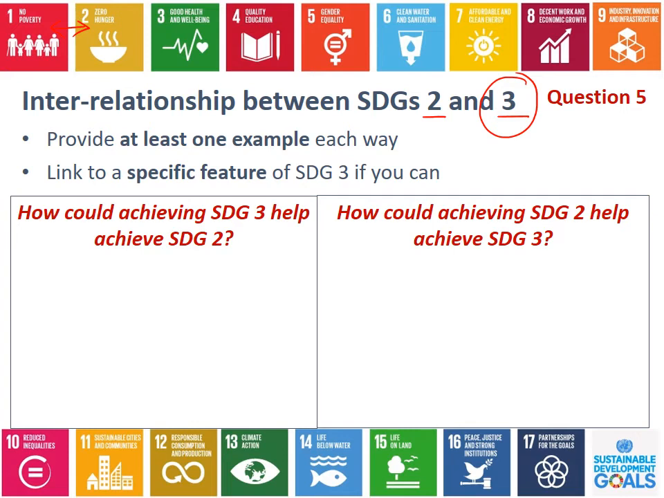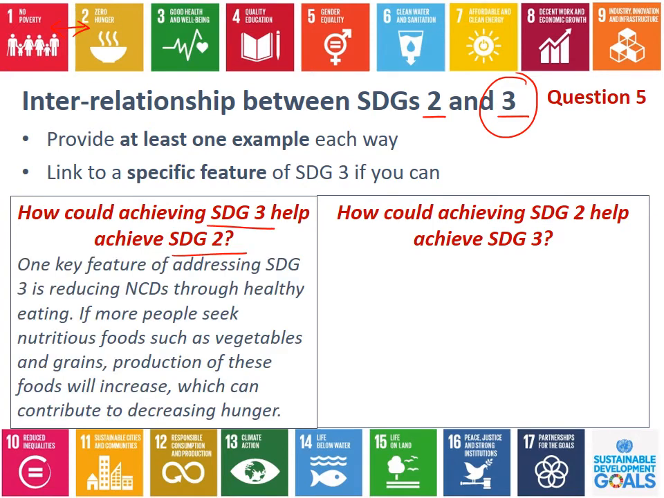So how could achieving good health and well-being help us to achieve zero hunger? One feature of SDG 3 is reducing non-communicable diseases, things like obesity and cancers, through healthy eating. If more people are eating healthy food, such as vegetables and grains, production of these foods will increase, kind of like supply and demand. If people are eating these foods, more of that will be available, and that can contribute to decreasing hunger because you've got more nutritious food available for people.